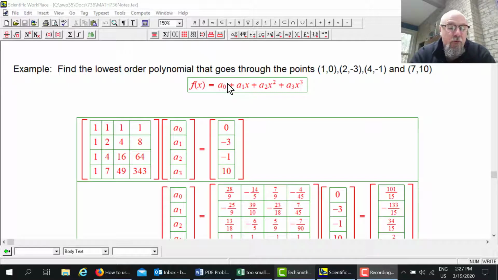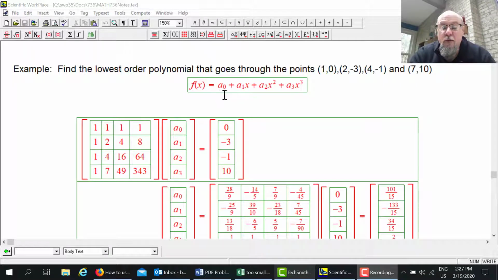A0, x to the 0, there's a 1, I didn't write it; A1, x to the 1; A sub 2, x squared, etc. We've got 4 points. We know this is going to be a third order polynomial. So starting counting at 0, there's 4 pieces. First piece, second piece, third piece, fourth piece.